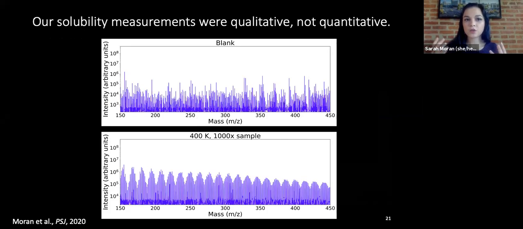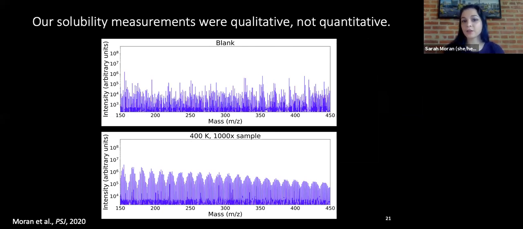So when I talk about solubility now, I want to be clear that I didn't actually do quantitative solubility measurements. There are ways to do that. That was not the focus of this study. And so everything is just very much sort of by eye, whether or not we detected signal.